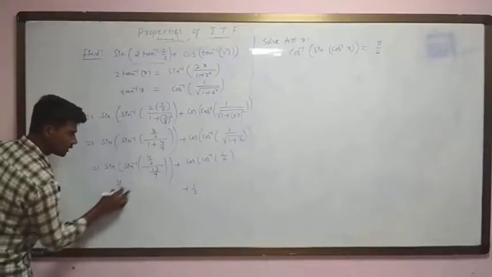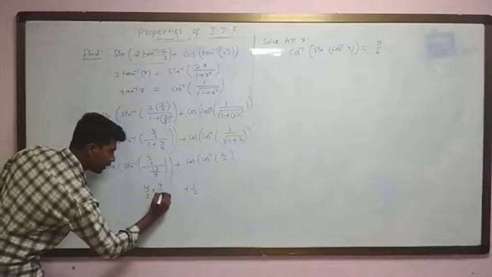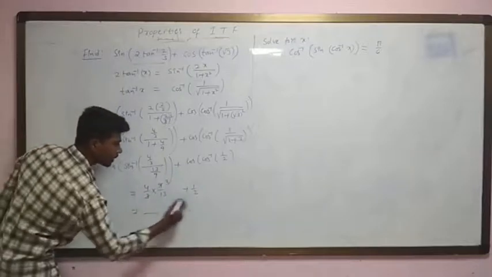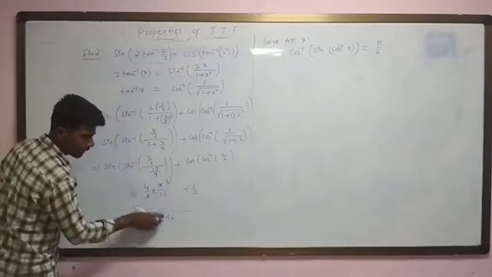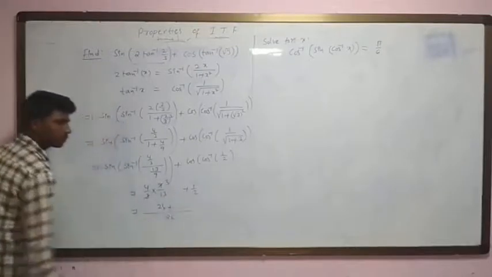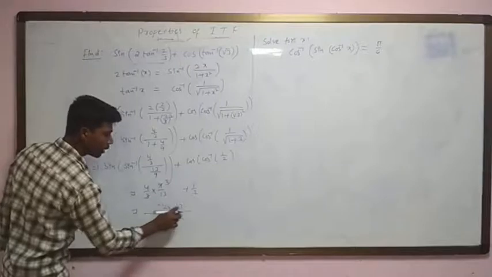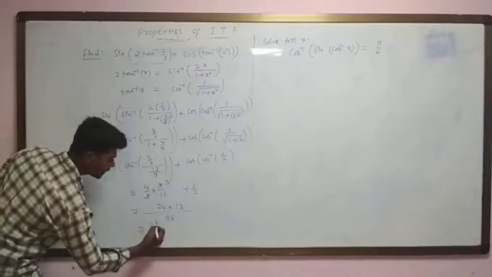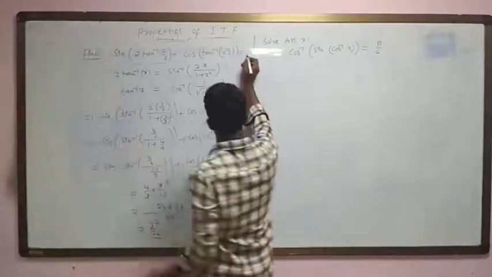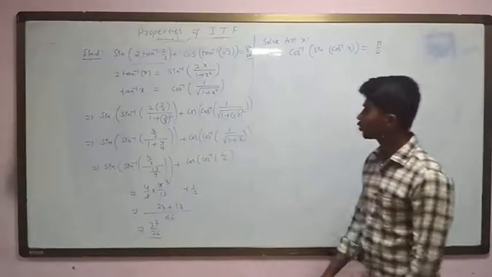So which is 4 by 3 by 13 by 9, can be written as 4 by 3 into 9 by 13. 3 ones are 3, 3 threes are 9. So if I take LCM, 13 twos are 26. 2 fours are 8, 8 threes are 24 plus 13, which is equal to 24 plus 13, 37 by 26. So the value of this entire thing is equal to 37 by 26.